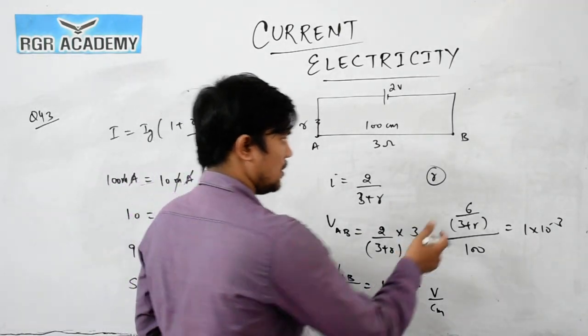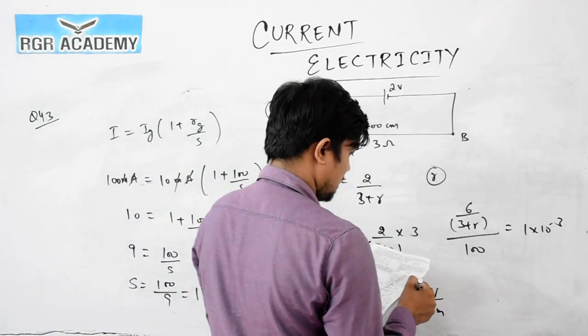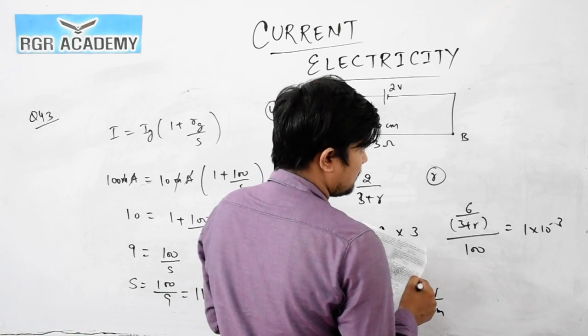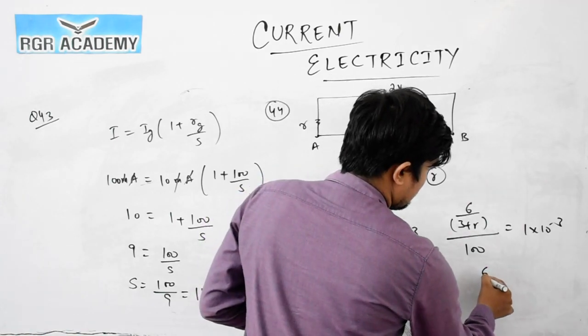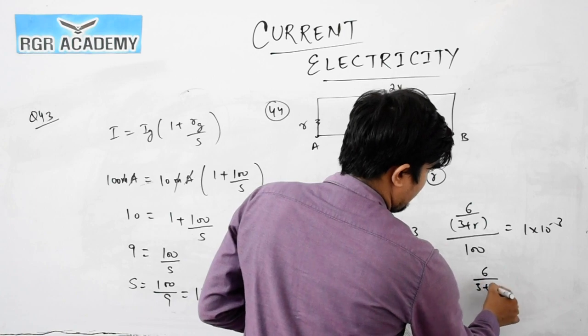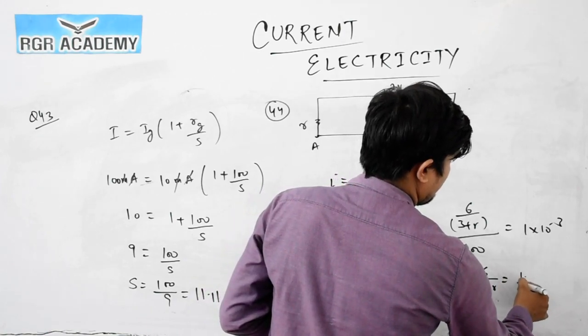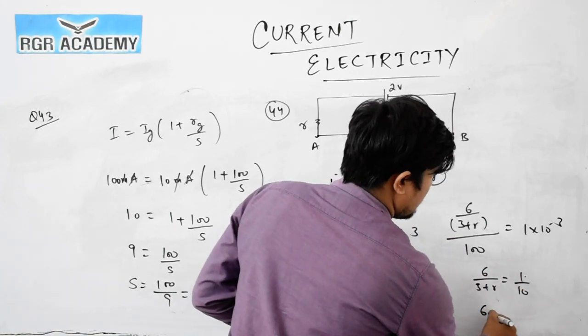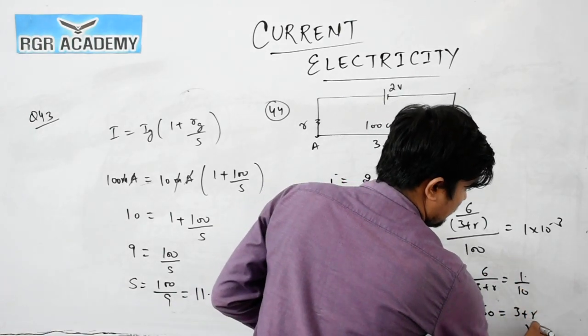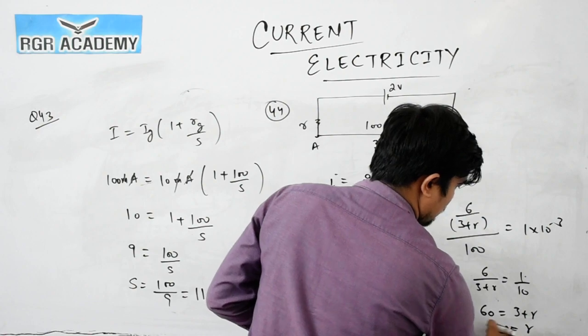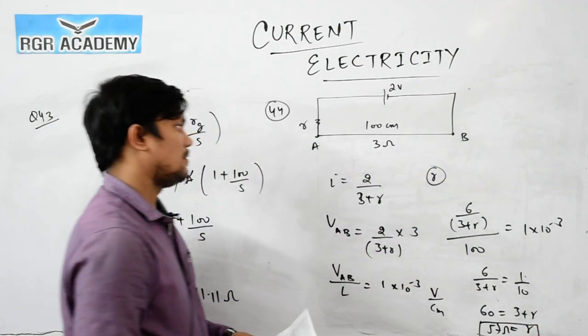Okay, so how to solve this one? See this. This will become 6 by 3 plus R equals 100 into 10 to the power minus 3, which means 1 by 10. Okay, so 60 will be equal to 3 plus R. So R will be equal to 57 ohms. So simple concept we are using.